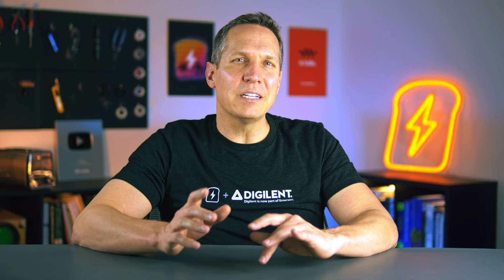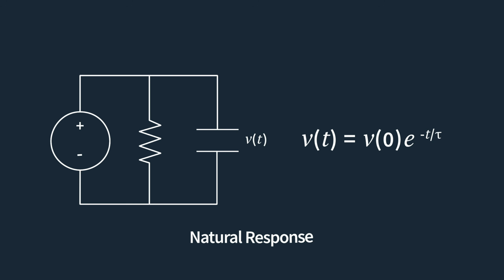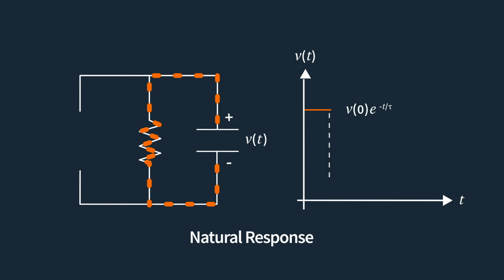Let's connect this behavior to some simple math, just enough to understand the shapes of the curves. Mathematically, the natural response of a capacitor's voltage looks like this. V of t equals V0 times e to the negative t over tau. At time 0, immediately after the external source is removed, the voltage is V0. As time increases, the exponential term shrinks towards 0, and the voltage fades away smoothly. Now, you don't need to memorize these equations, just recognize their shapes and what they mean, and you'll be good.